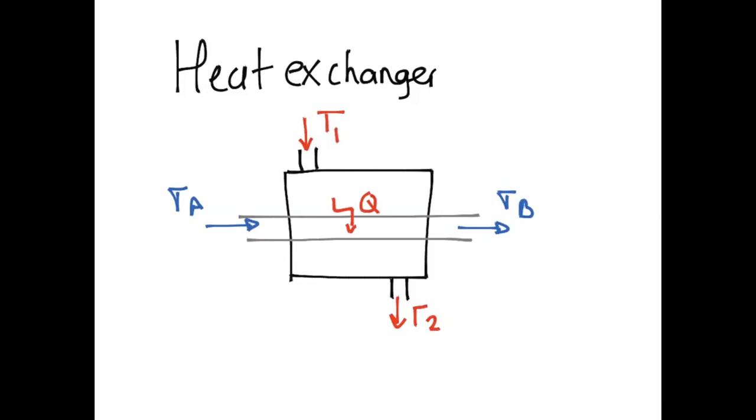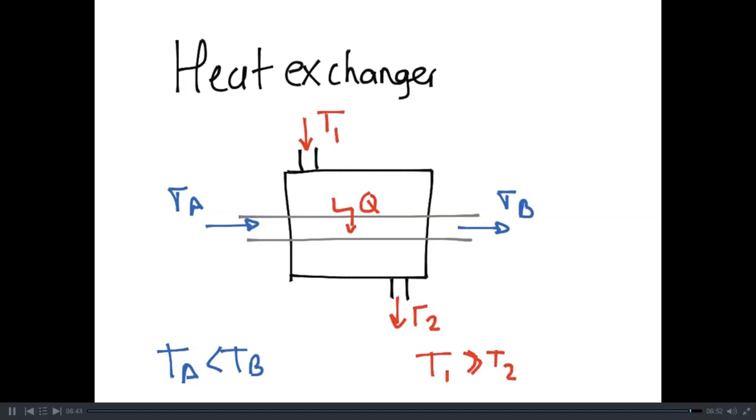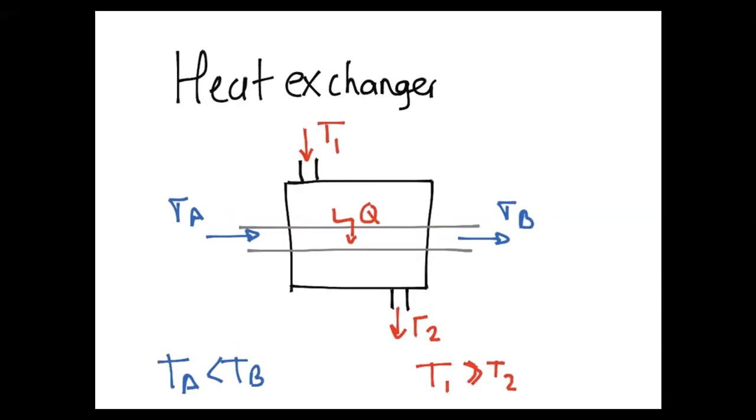And the blue one will increase its temperature, while the red one, which has a higher enthalpy level at the beginning, is going to decrease its temperature, because heat is being provided from one to the other. There is no external work here, it's only a heat exchanger.